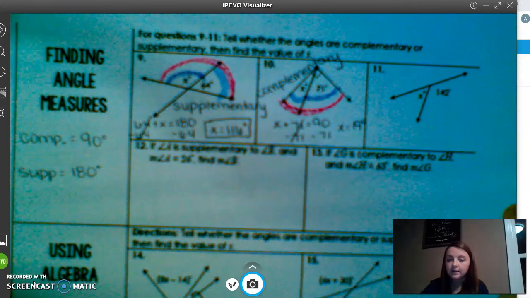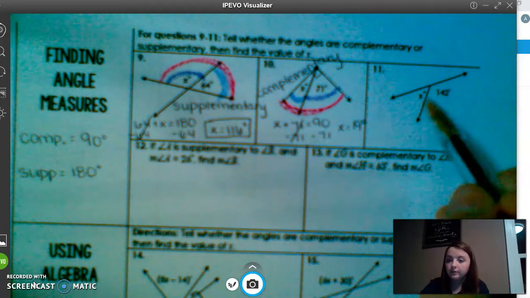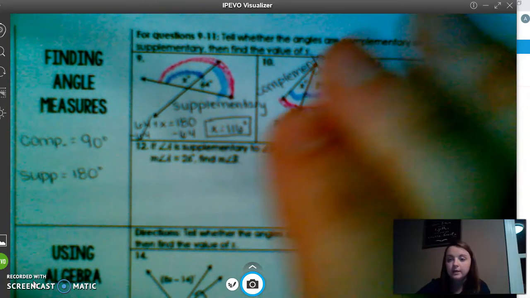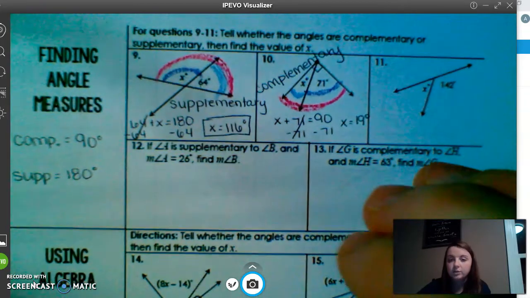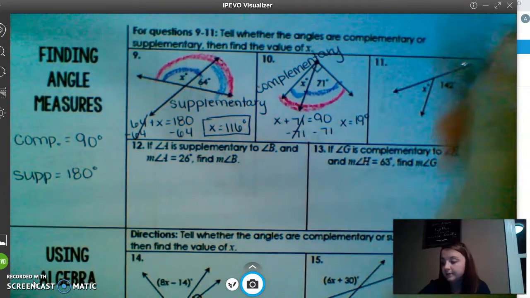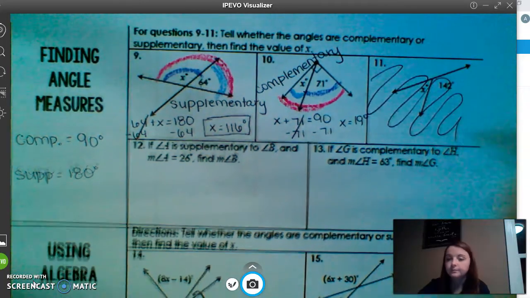Okay, let it refocus. It's being stubborn. I'm not going to do question 11 because it's just like number 9. So I'm going to move on from that.